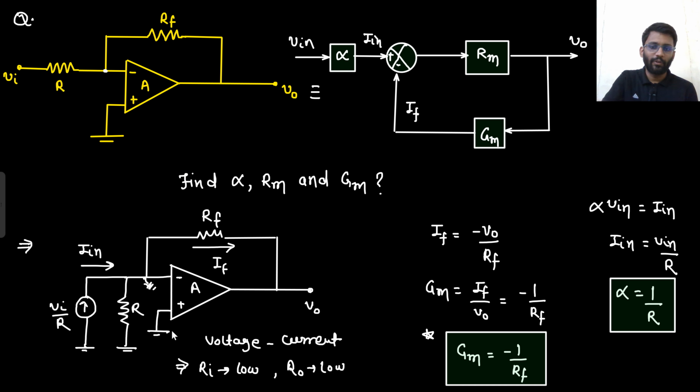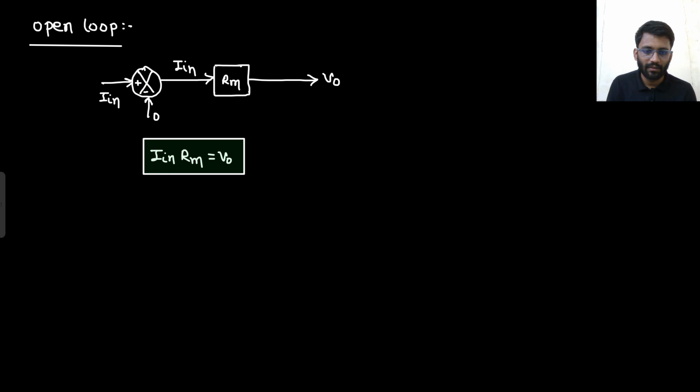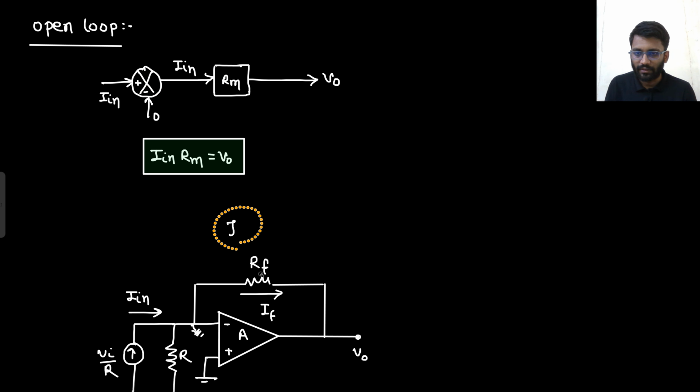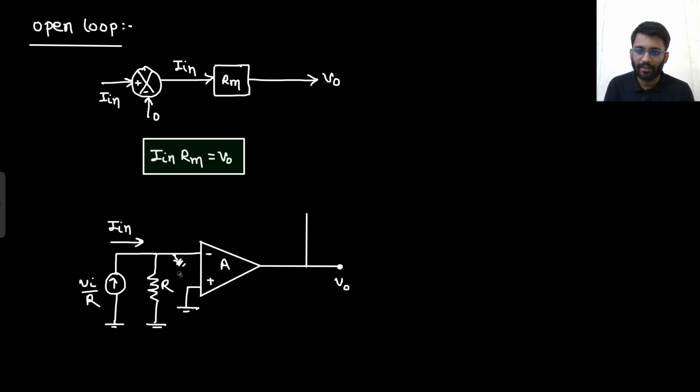Now I can make the open loop for this configuration as well. So this I will simply copy, right? This is of no use, and this will be open loop. So this feedback path is gone. Now what is the scene? This is your I in. There will be 0 ampere current here, right? So this complete I in will be flowing through this resistance R. So if it is flowing through this resistance R, there will be some voltage drop here. What will be that voltage drop? This voltage drop will be I in into R.